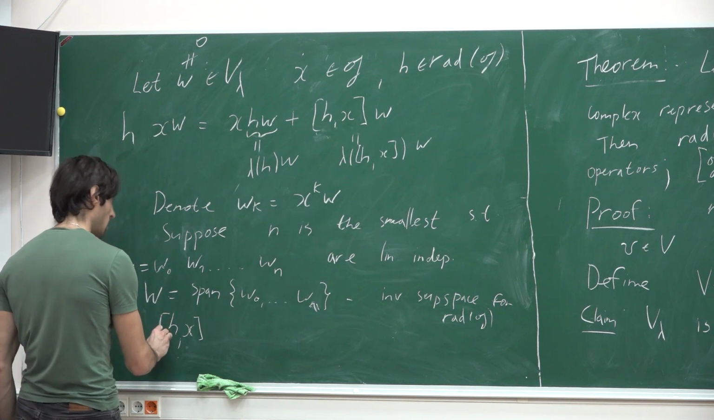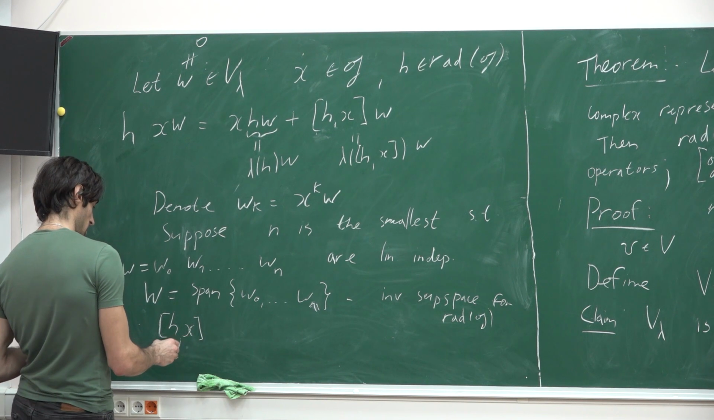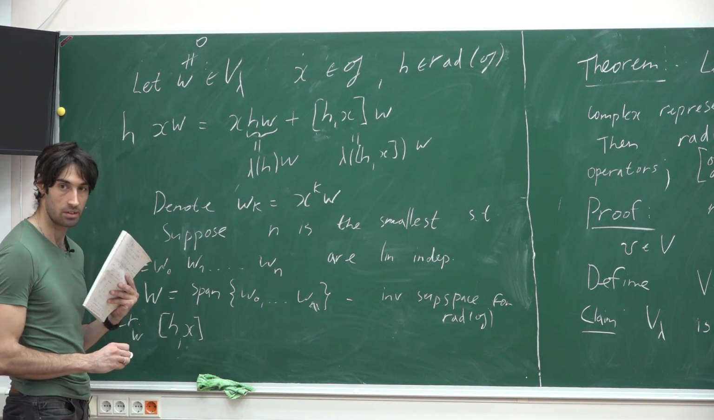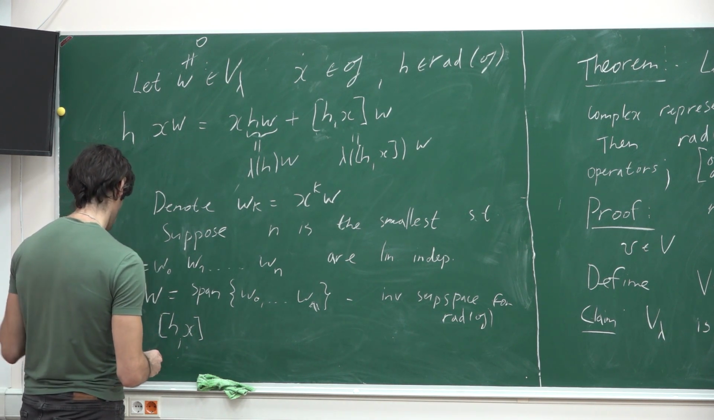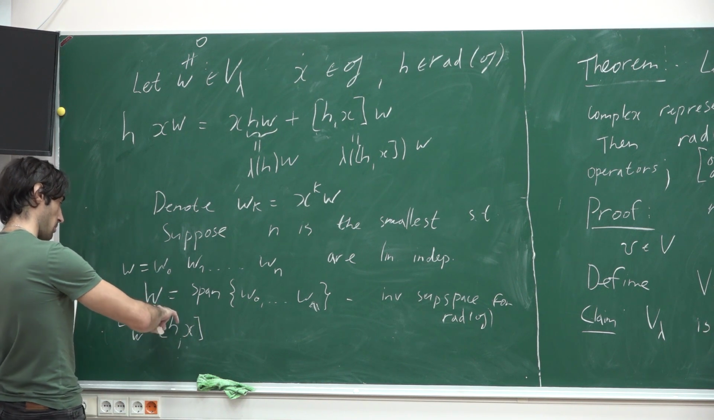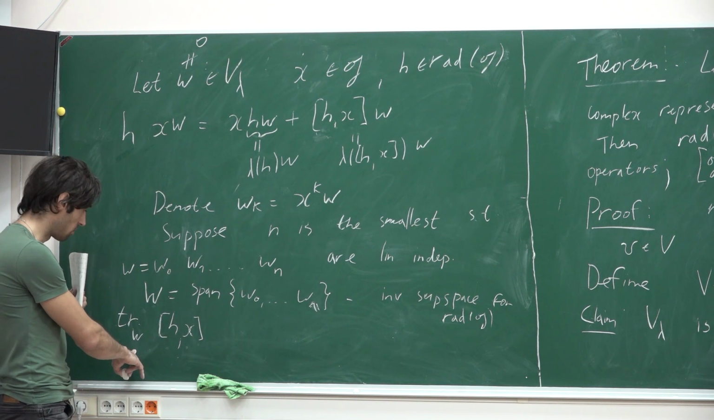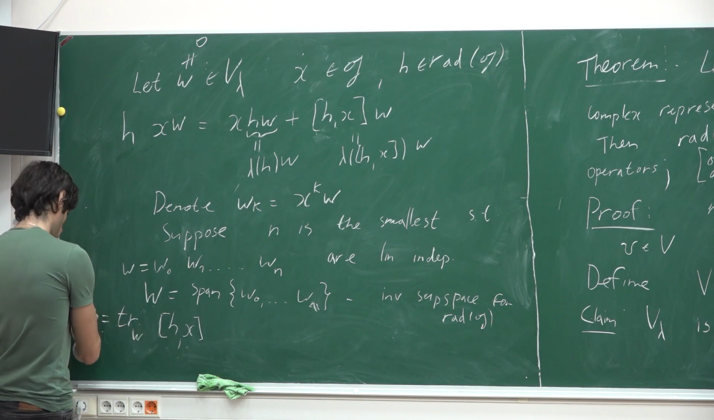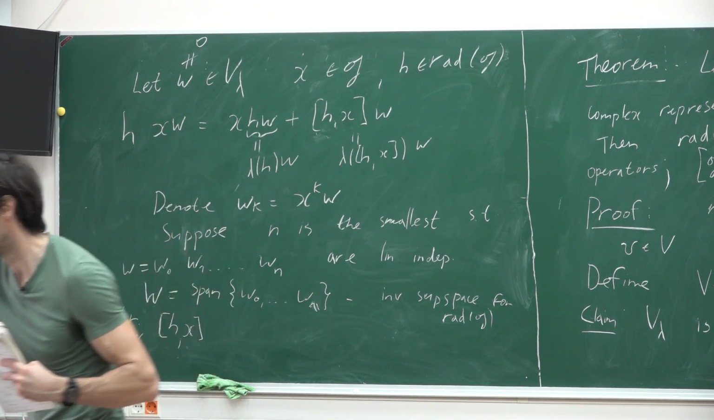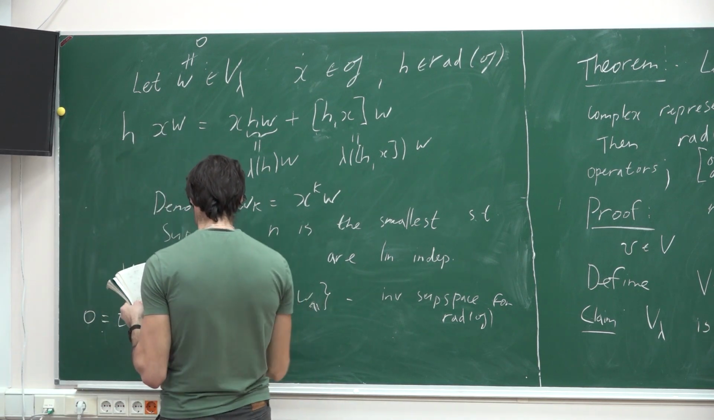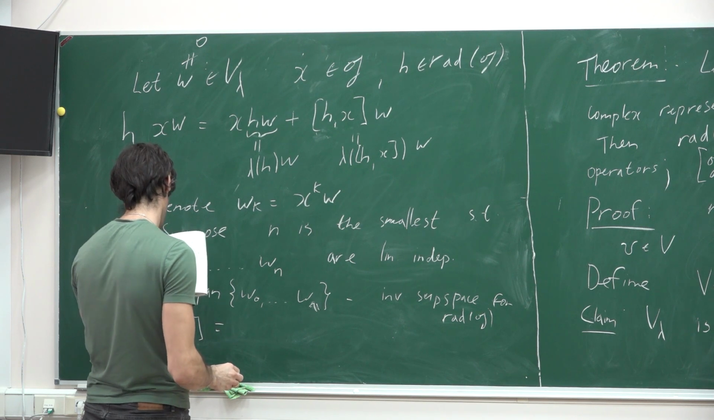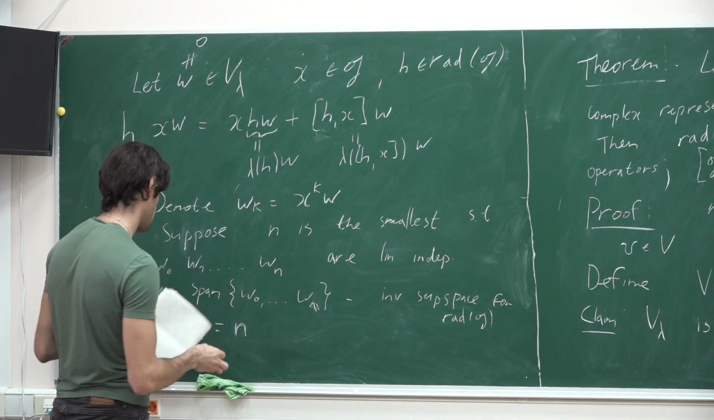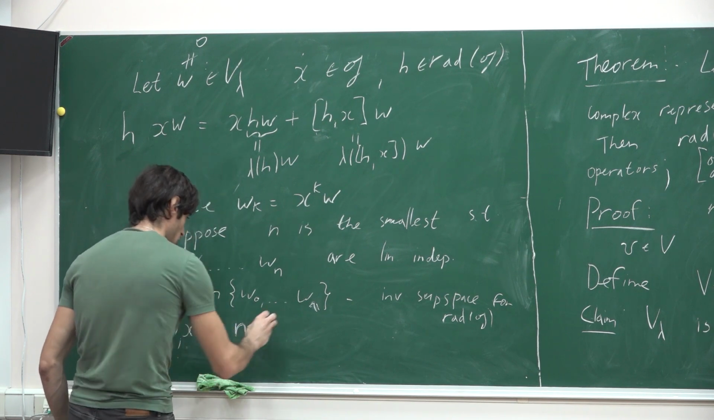Okay, and then I can take this and compute its trace over W. So this becomes some matrix if I apply it to W, and I can compute this trace over W. On one hand, since the trace of a commutator is just 0, on the other hand, it is just n, right, times lambda of hx.